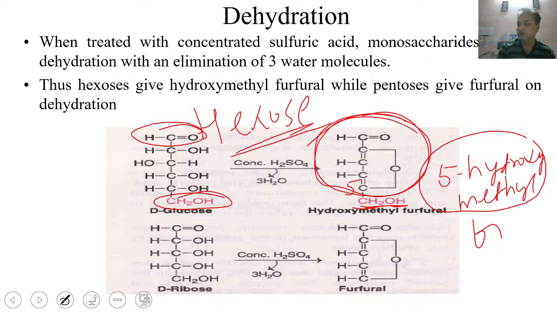In the case of hexose we have the hydroxymethyl, but when we are having pentose, we don't have any hydroxymethyl, we are just getting furfural. So just remember it, whenever monosaccharides or polyhydroxy carbohydrates react with any dehydrating agent, they give furfural derivatives, furfural compounds. If we are having pentose sugar, it will give furfural. If we are having hexose sugar, it will give a hydroxymethyl derivative of furfural, because at the 5th place this hydroxymethyl will be there.